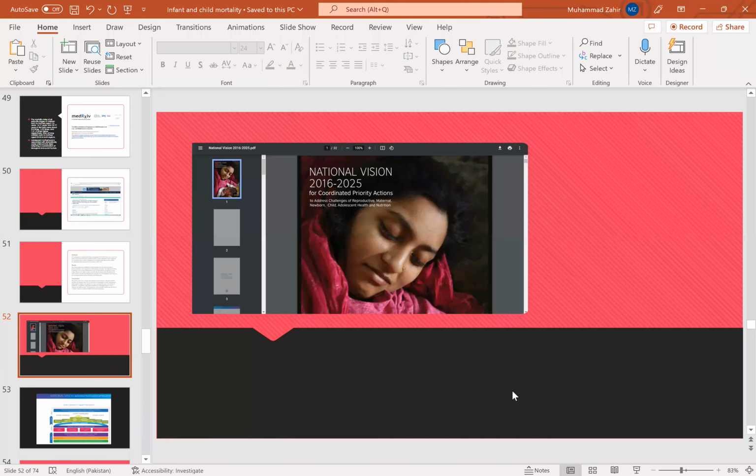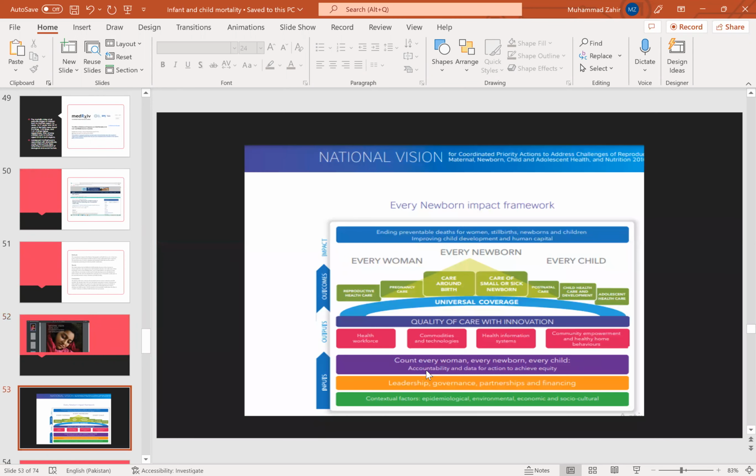The National Health Plan 2016 to 25 addresses challenges of reproductive, maternal, newborn, child, adolescent health and nutrition. In the National Plan, there's the Every Newborn impact framework, which shows the impact of every woman, every newborn, every child. And it has inputs, outputs, and the outcome. Quality care, count every woman and newborn, leadership, governance, all this combination, teamwork, liaison with each other will lead to this impact: ending preventable deaths for women, stillbirths, newborns, and children, improving child development and human capital.